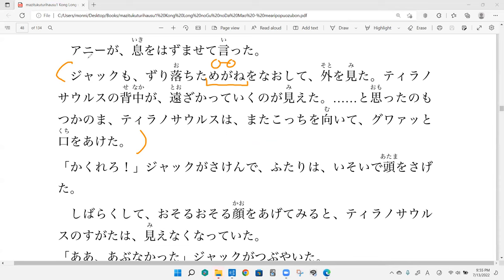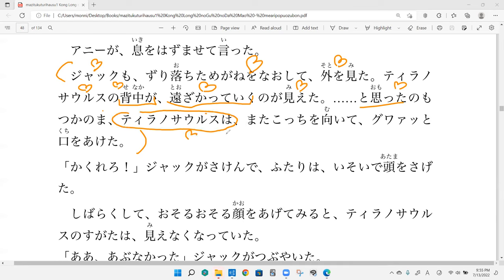Jack fixed his falling glasses, pushed them back up on his face, and looked outside. And the Tyrannosaurus's back, he saw going off into the distance, or so he thought. And then in a brief moment, he turned back and let out, I think this is what the gua to kuchi aketa means, a gua sound. Yep. And kochi o muite, a face toward them.